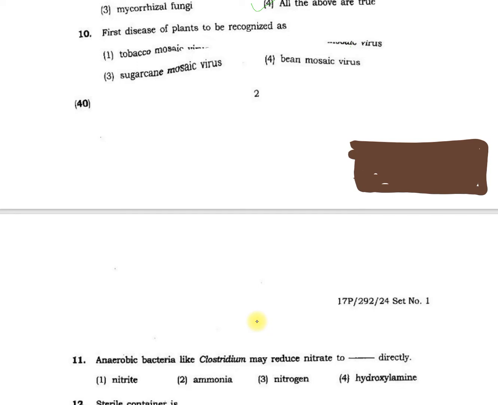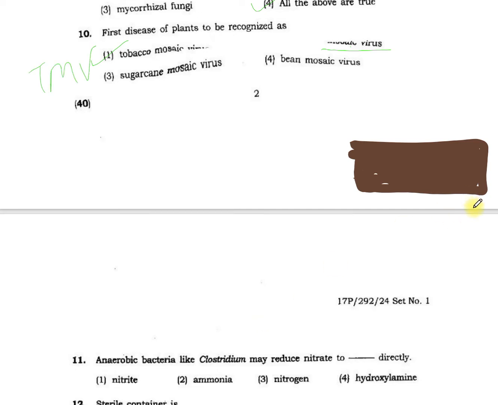Question number 10 says, the first disease of plants to be recognized as: 1, tobacco mosaic virus; 2, the option is not clear here; 3, sugarcane mosaic virus; 4, bean mosaic virus. The option 1, we know that TMV virus, this is the correct option.